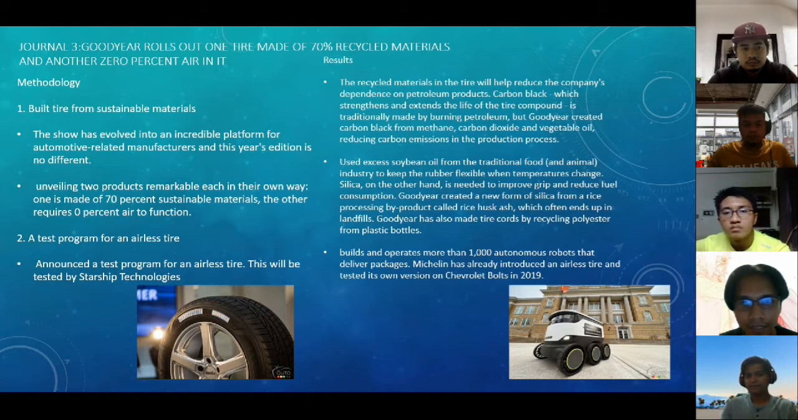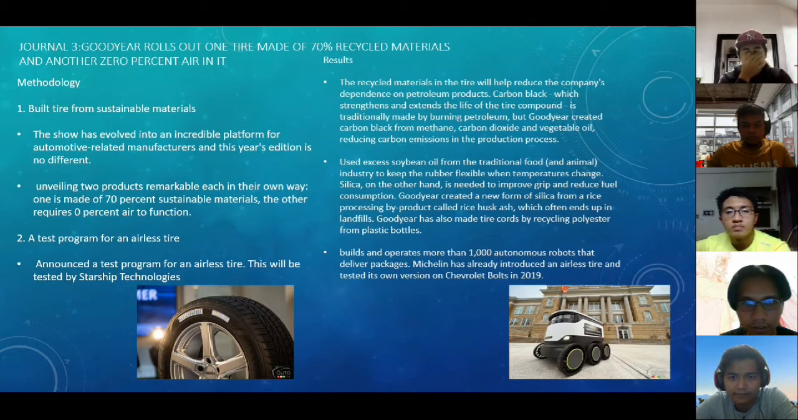Carbon black, which strengthens and extends the life of the tire compound, is traditionally made by burning petroleum, but Goodyear creates carbon black from methane, carbon dioxide and vegetable oil, reducing carbon emissions in the production process. It uses soybean oil from the traditional food and animal industry to keep the rubber flexible when temperature changes. Silica, on the other hand, is needed to improve grip and reduce fuel consumption.